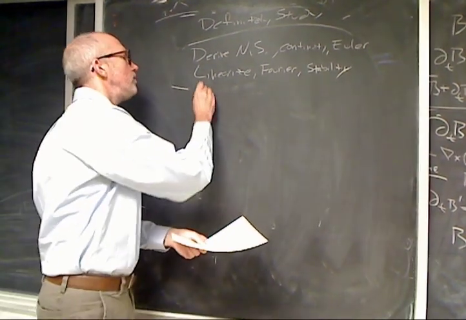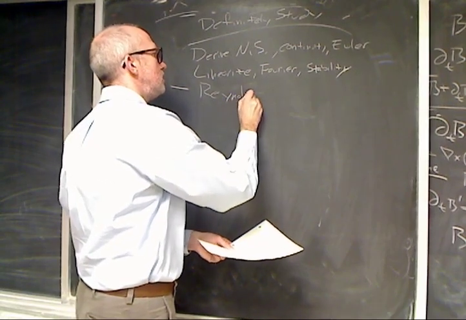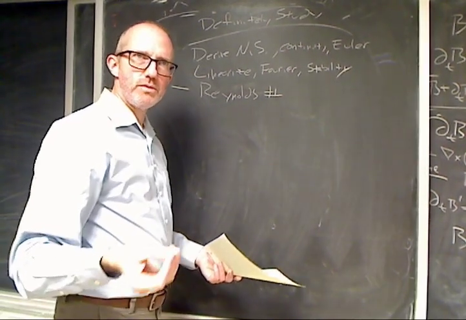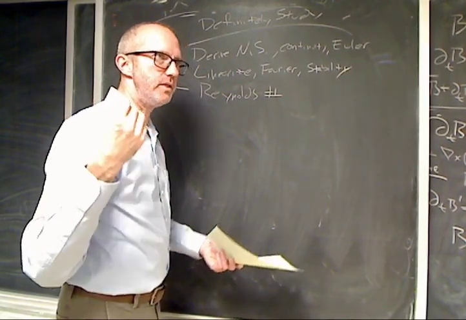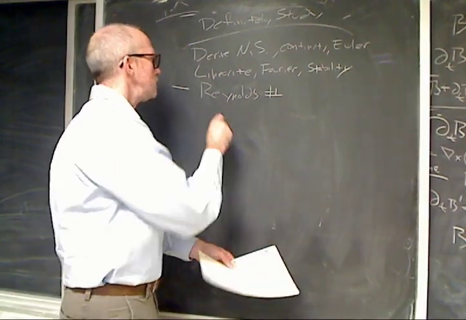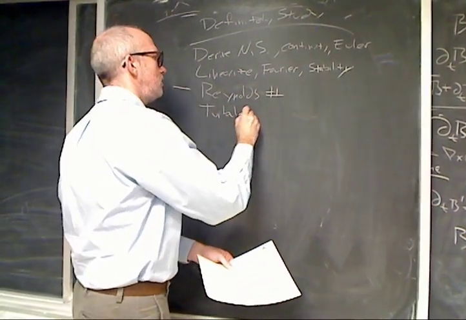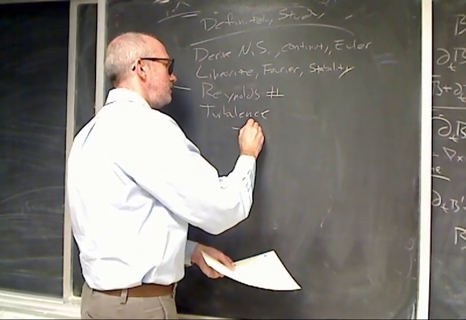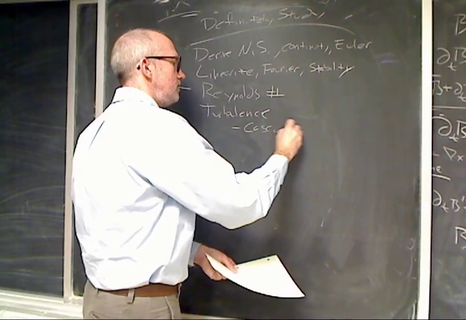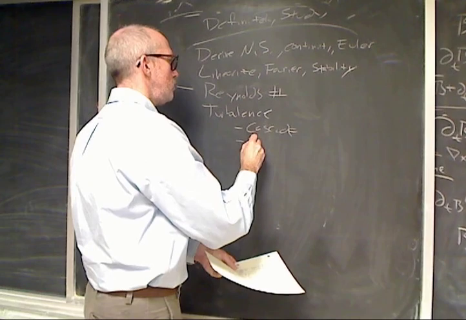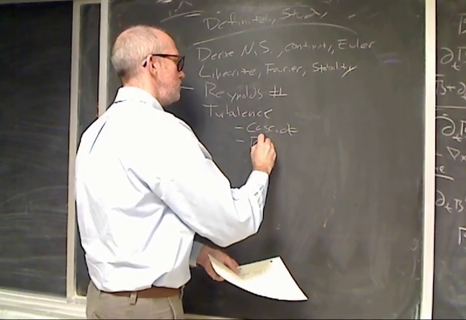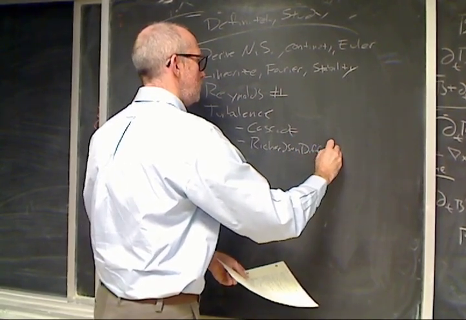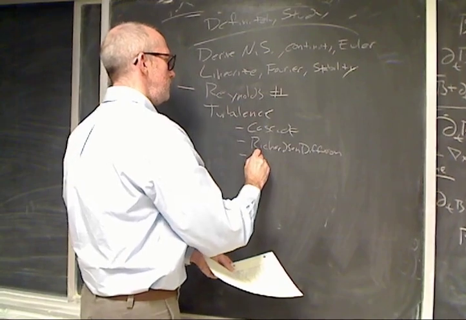You should be familiar with what the Reynolds number does, and why we use it, and what we use it for, and what it tells us, and what we can do with it. Turbulence. The cascade is important. Richardson diffusion is important, and then turbulence diffusion.